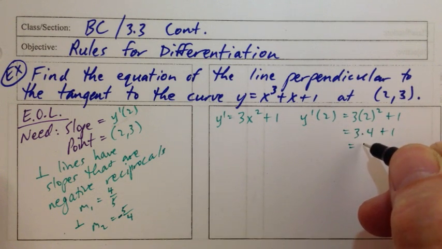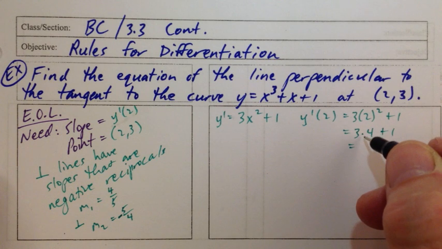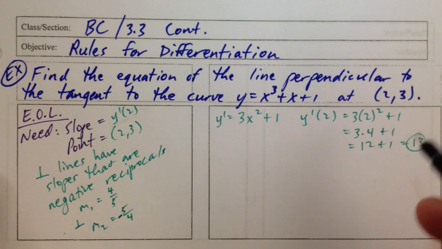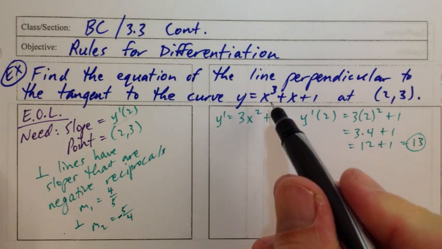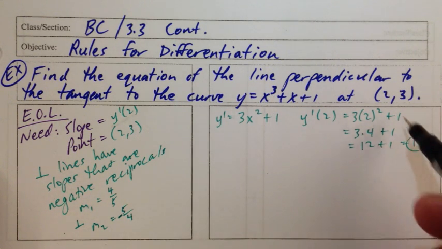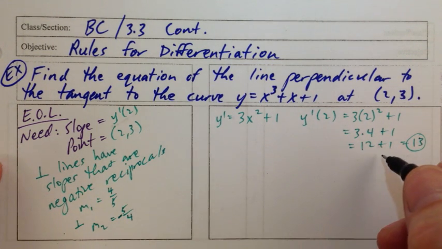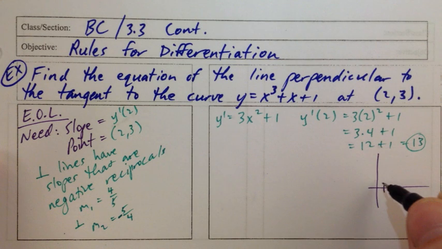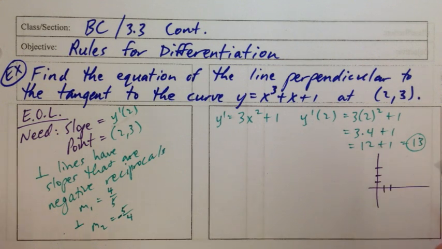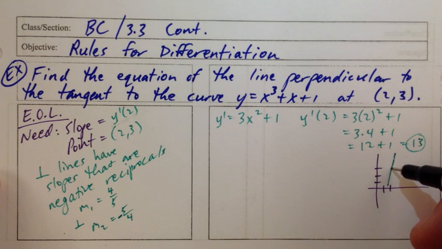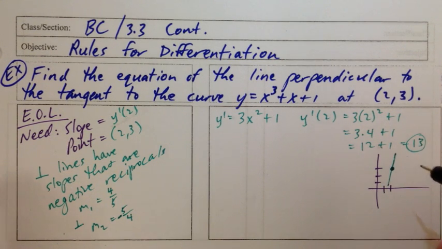I concentrate on everything, okay? I don't want to make any silly errors. 12 plus 1, so we get 13. So the slope of the line tangent to this curve at that point is 13. Okay, drawing a little picture here, it won't take long. 2, 3, 1, 2, 3. If the slope of the tangent line is 13, then it's going to be really steep right there. So let's say that's a slope of 13.